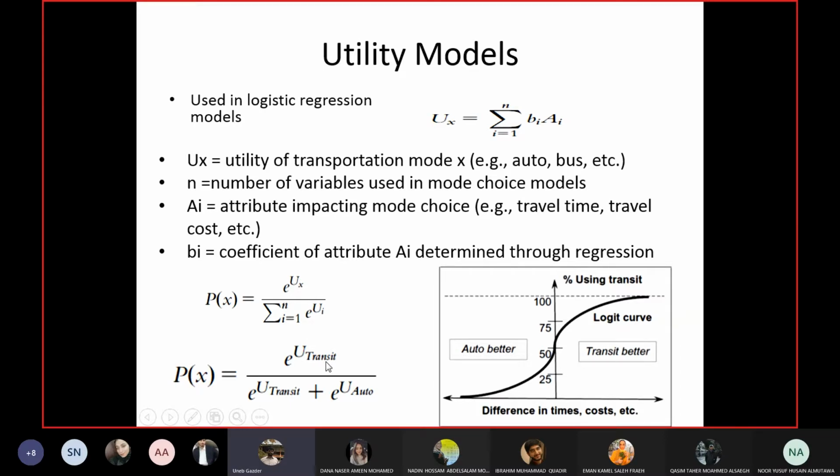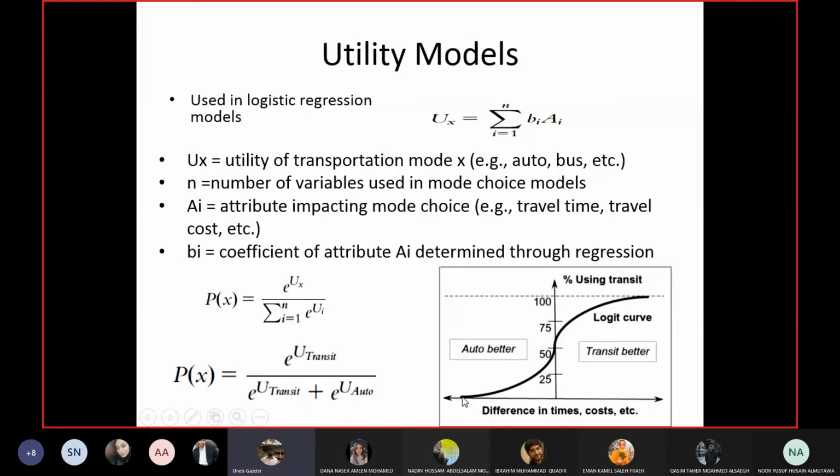In the denominator, I am taking the summation. So you can see here, for example, you are calculating the probability of choosing transit. The utility function of transit will be in the power of the exponential in the numerator, and in the denominator you will take the summation of the exponentials of the utility functions. The denominator is the summation, obviously it will be a constant, and the numerator will be for the mode for which you are calculating the probability. If I'm calculating the probability for transit or public transport, it will come in the numerator. If I'm calculating the probability for car, then the utility of car will come in the numerator.